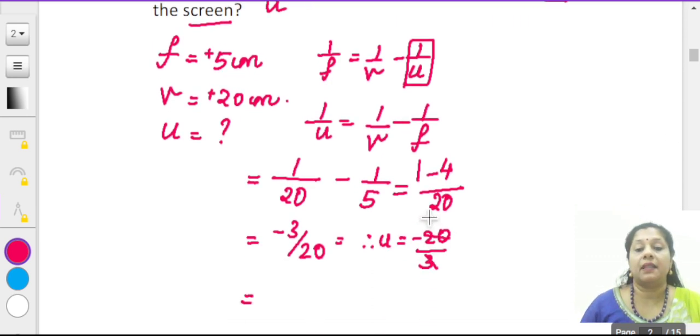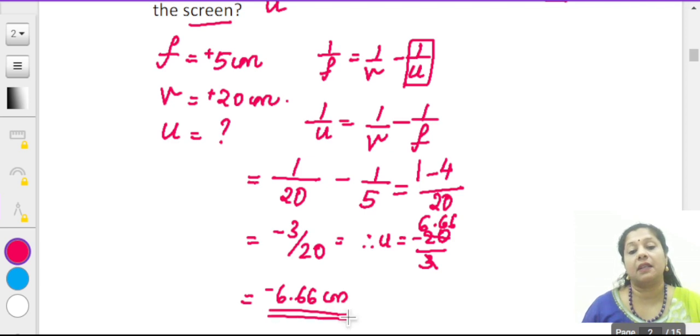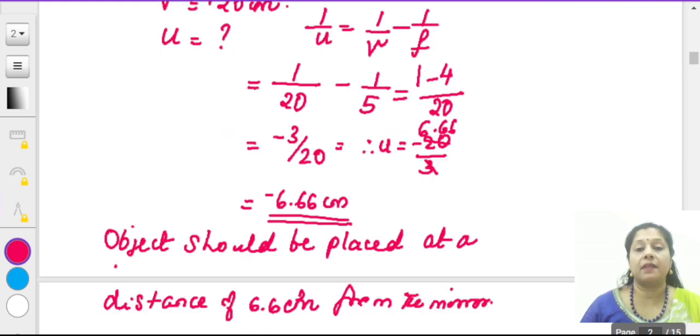So if you cancel this, you will get 6.66 centimeter. That is the object distance. So the object should be placed 6.66 centimeter in front of the convex lens. In such questions, since it is asked, it's better to write in words whether the nature of the image or the magnification, everything you can write as the conclusion like this.